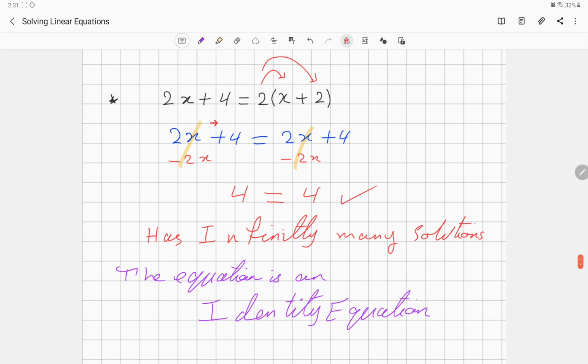So whatever you substitute on the left side will be the same on the right side. Whatever is going to happen, it will always be the same. So no changes will happen. So it's called an identity equation.